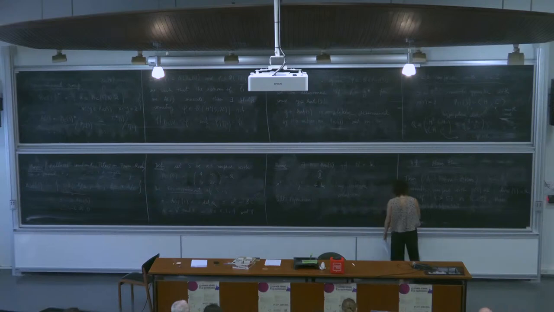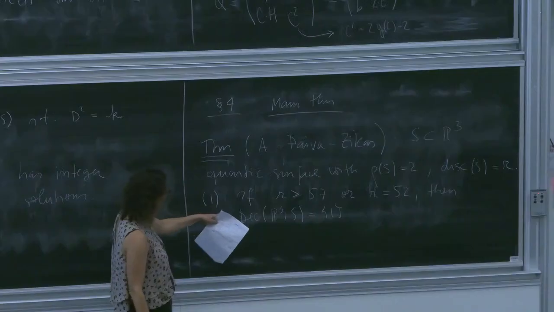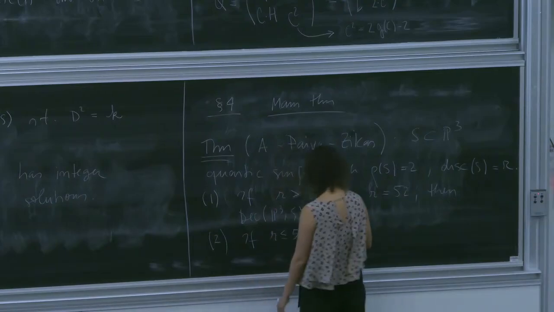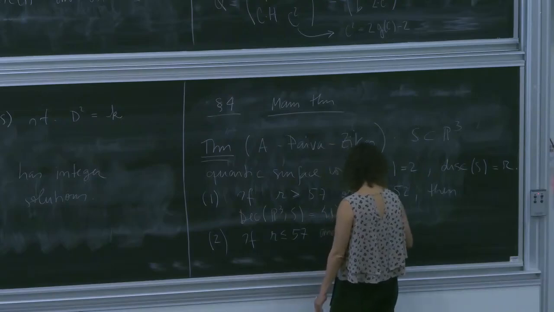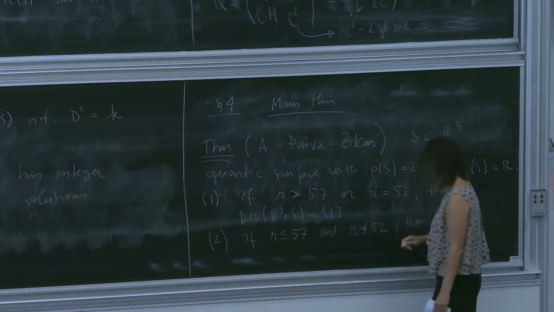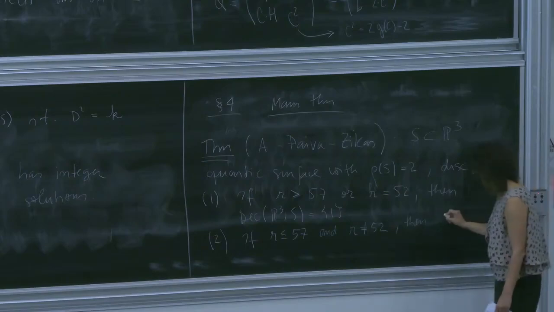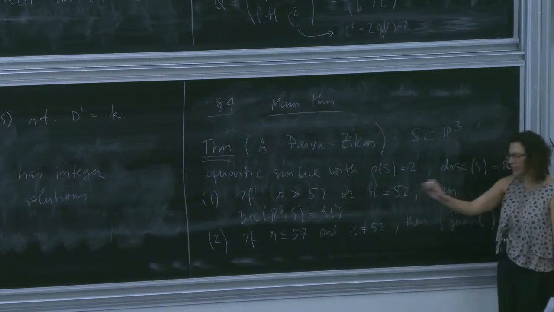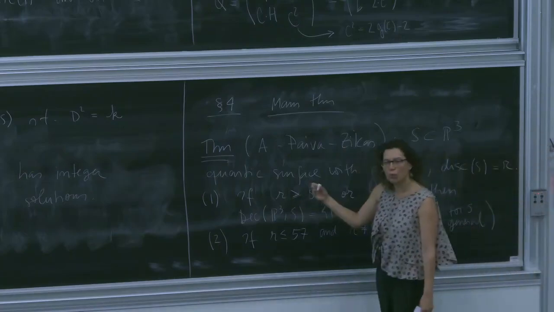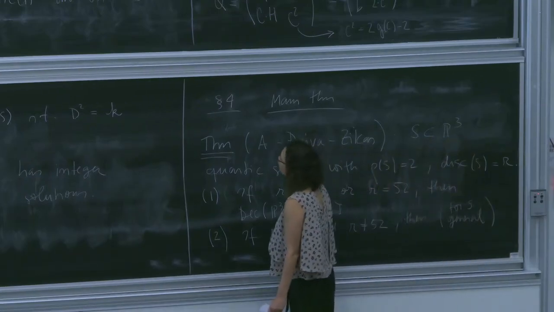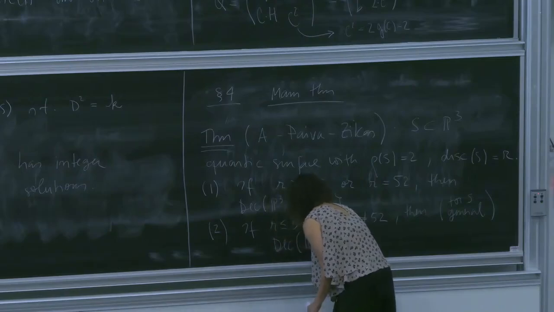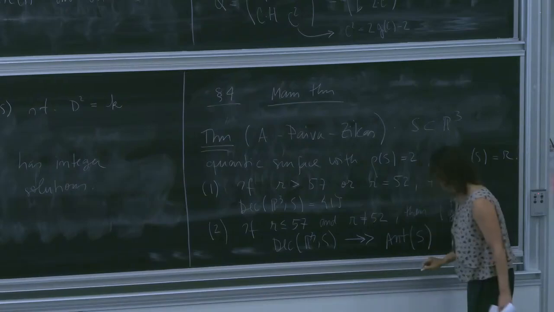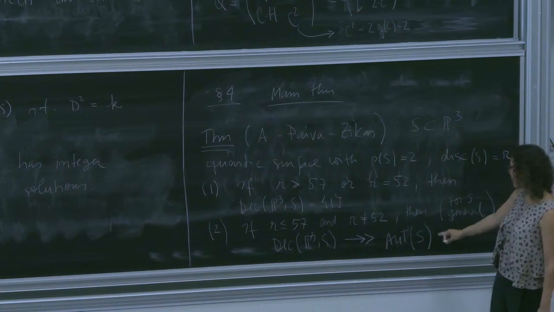And then the second part is a positive answer. If, however, R is less than or equal to 57 and different from 52, then for S general in the moduli space of quartic surfaces with this Picard lattice, every automorphism is induced by a Cremona transformation.